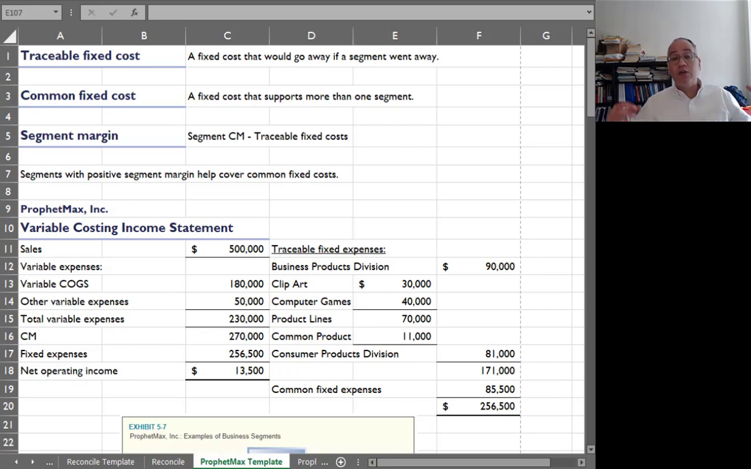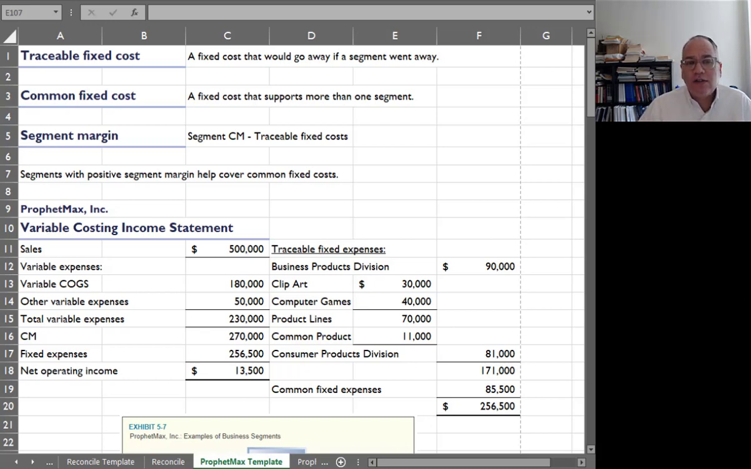For example, suppose you have a building with 2 divisions in it. Then all the costs of running that building are probably going to be common fixed costs, because if one segment left the building, you would still have all these costs. The costs would still be there. At least the fixed costs would still be there. So we have a difference between what's called a traceable fixed cost. If the segment went away, the traceable fixed cost also goes away, as opposed to a common fixed cost, which does not go away because it's also attached to other segments.